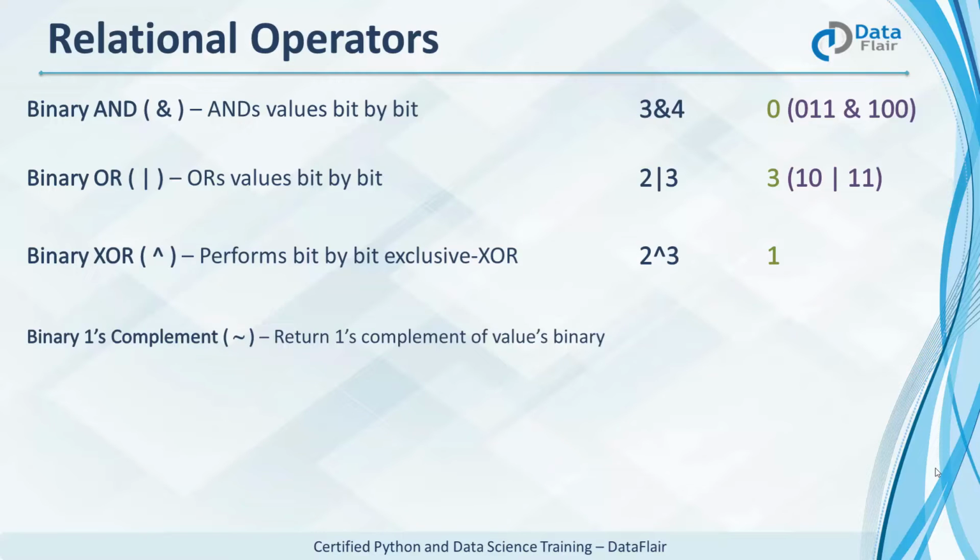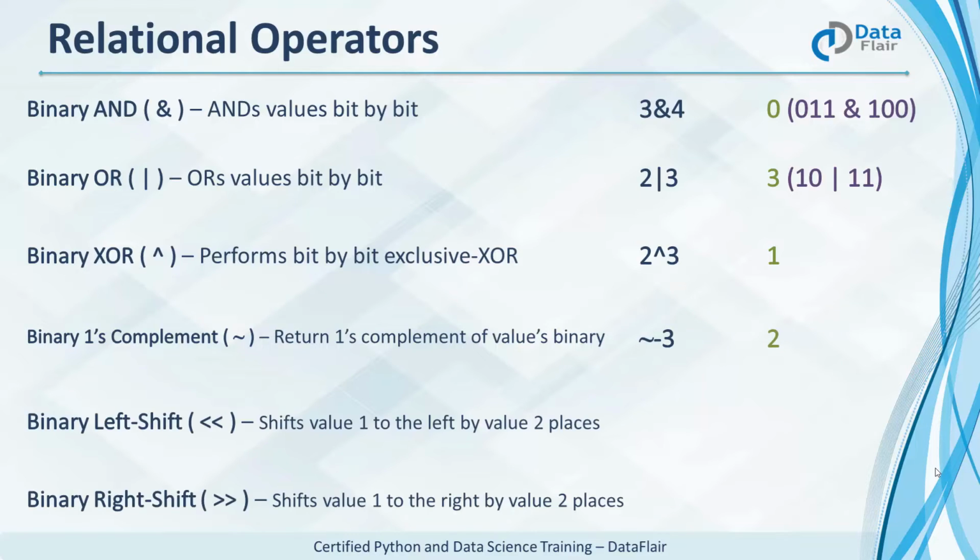Binary ones complement returns the ones complement of the value's binary. Ones complement of -3 is 2. Binary left shift and right shift operators shift value 1 left or right by an amount of value 2 places. 2 left shift 2 shifts 1, 0 to the left by 2 places. This gives us 1, 0, 0, which is binary for 8.